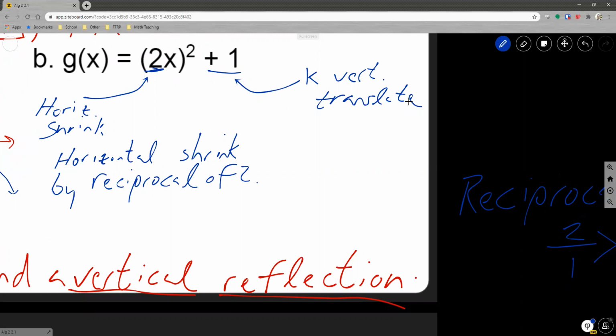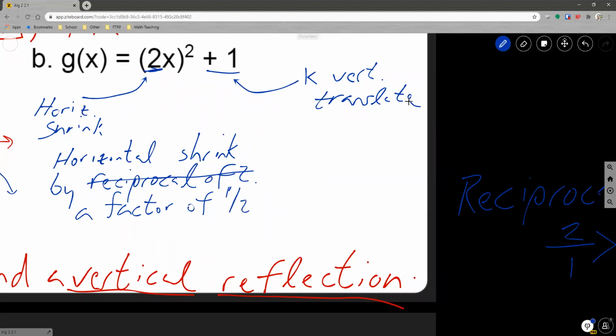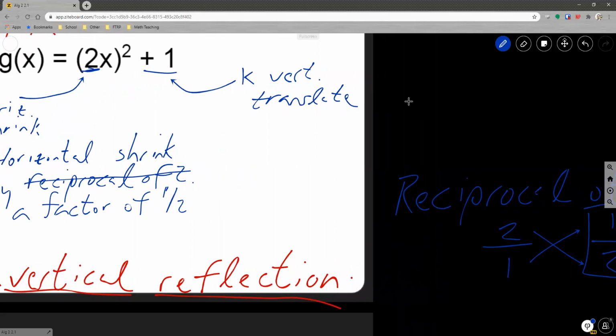So I've got a horizontal shrink by the reciprocal of 2. I can rewrite the reciprocal of 2 as 1/2 for my factor. And to get more accurate, by a factor of 1/2. That's my horizontal shrink. And then I've got a vertical translation. Well, I'm just going up by 1 because I'm adding 1. So vertical translate, up 1 unit. That's it.